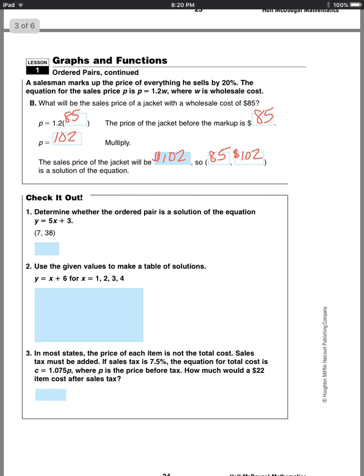Work on your check it out. Don't spend more than 5 minutes on it. On this one, I expect a table like was shown in example 2A.